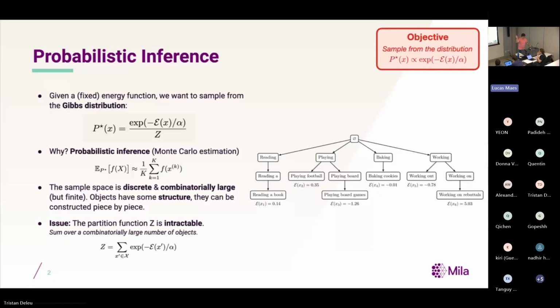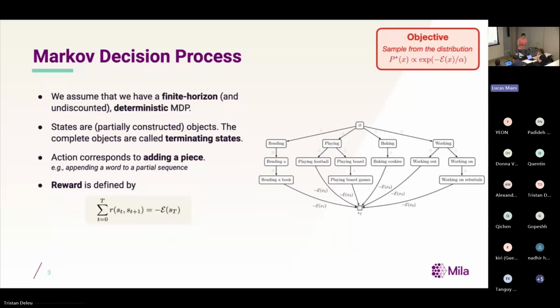Another way, just to remind everyone, I'll keep that on top just to make sure that we all remember what the objective is. The objective is just going to be sampling from this distribution defined up to a normalization constant. And another way to see that is from the reinforcement learning point of view.